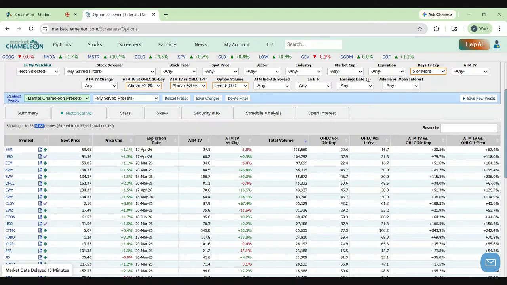And this is a quick way to use a screener to narrow down those types of scenarios where you could go and do further research on particular underlyings in particular expirations.